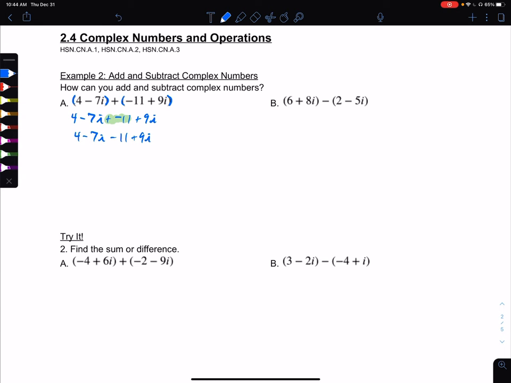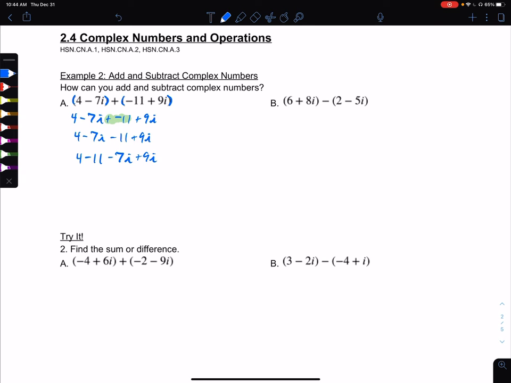You don't have to show that step. I'm just showing the detail. I don't want to skip any steps to make sure everything is pretty clear. Then I'm going to rearrange my terms, and I'm going to put the 4 minus 11 first, then the 7i and the 9i. Again, not entirely necessary, but it's a good idea to get used to this and get some practice with it. So now I'll combine like terms.